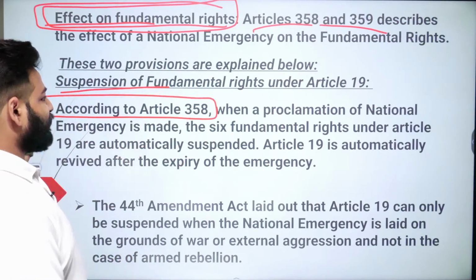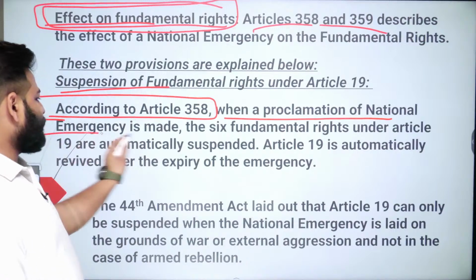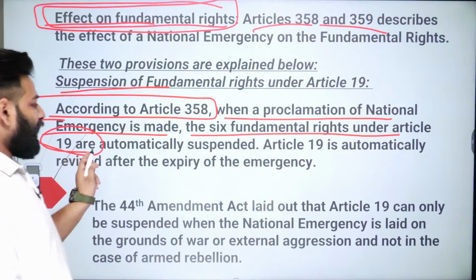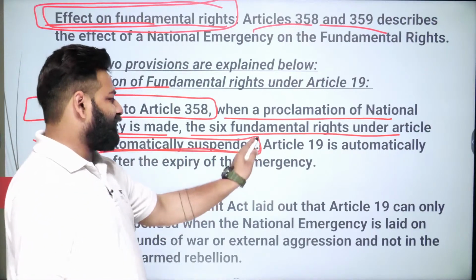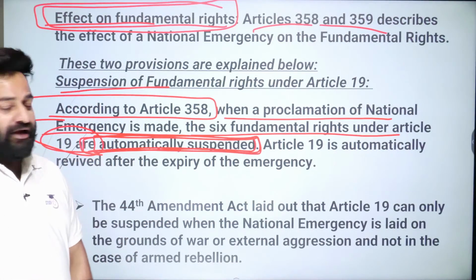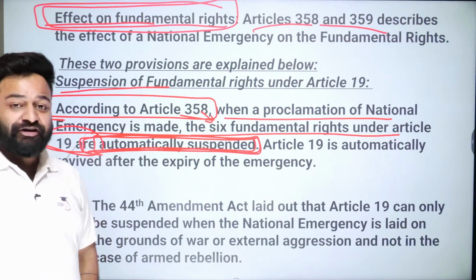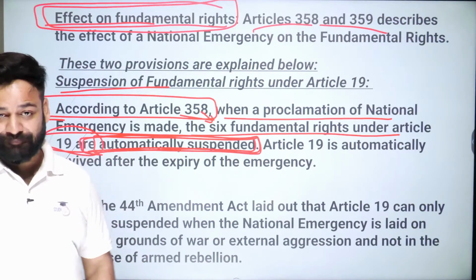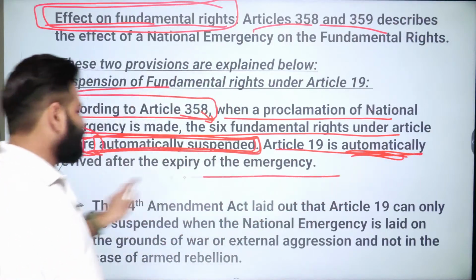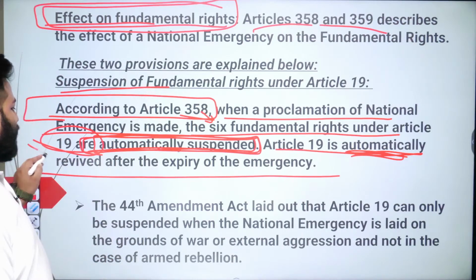According to article 358, when a proclamation of national emergency is made, the 6 fundamental rights under article 19 are automatically suspended immediately with the proclamation of national emergency. Article 358 comes into action and suspends the 6 fundamental rights guaranteed to us under article 19. Basically, article 19 is automatically suspended, and it is automatically restored immediately after the expiry of emergency.